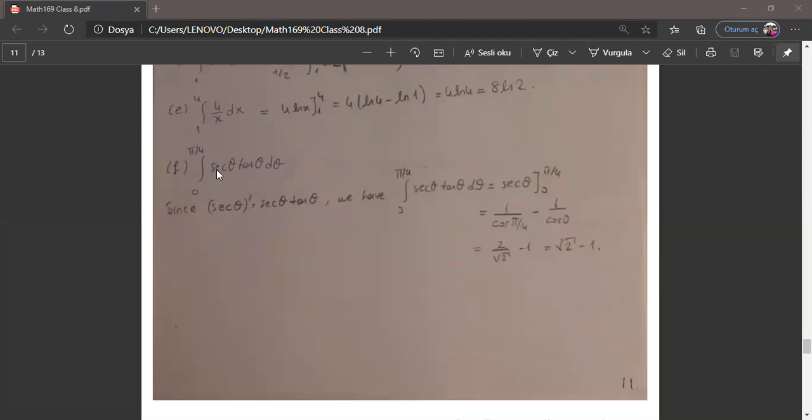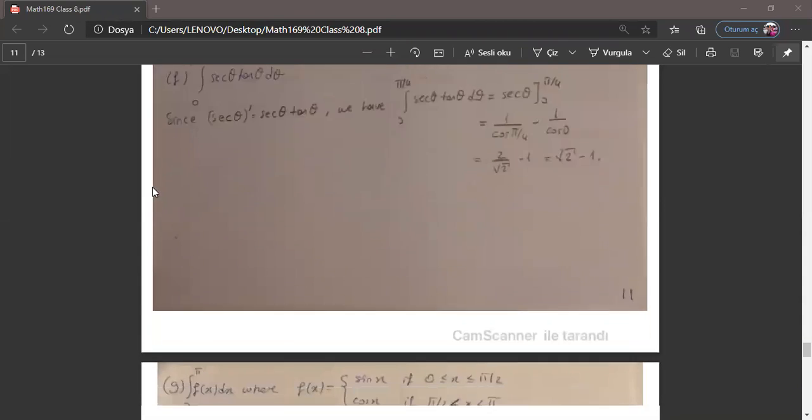So we need to take this one's integral. We know the derivative of secant function is this, okay? So the integral should be equal to secant theta from 0 to pi over 4. Okay, we plug pi over 4, 0, and subtract them and get this.